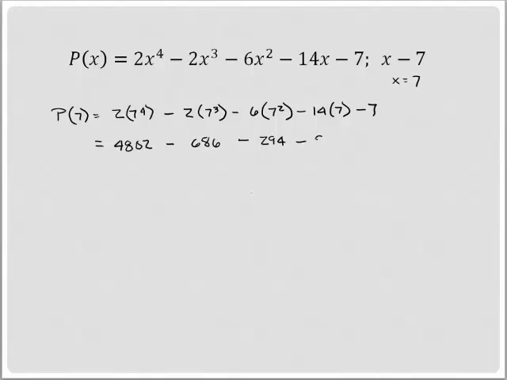Fourteen times 7 should be 98, and minus another 7. When we put this all into our calculator, it doesn't add up to 0. This time it adds up to 3,717. That is a remainder. Therefore, x minus 7 does not go in evenly, or 7 is not a factor of this polynomial.